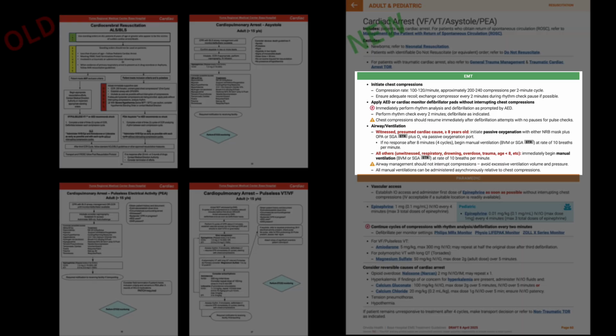You will see we include some bonus information here to remind you about what matters most in terms of compression quality. The target rate of compressions per minute, ensuring adequate chest recoil, and swapping compressors every time you perform a rhythm check. After 2 minutes, the person performing chest compressions gets fatigued to the point that only about 60% of their compressions are of sufficient depth and recoil. So make sure you are swapping them out accordingly.